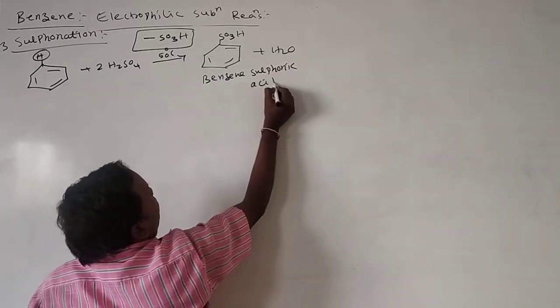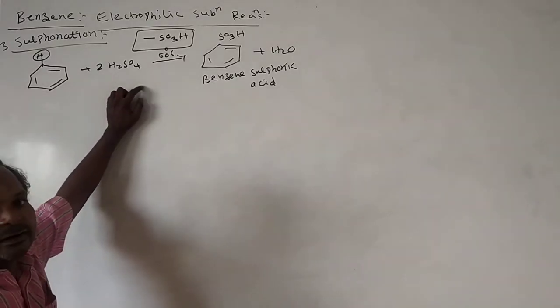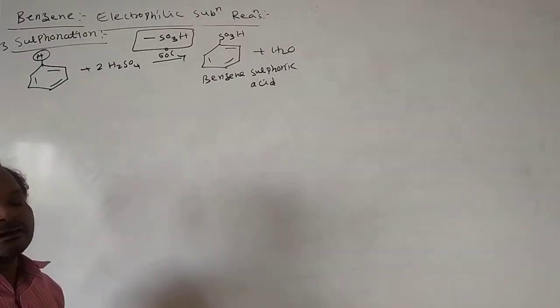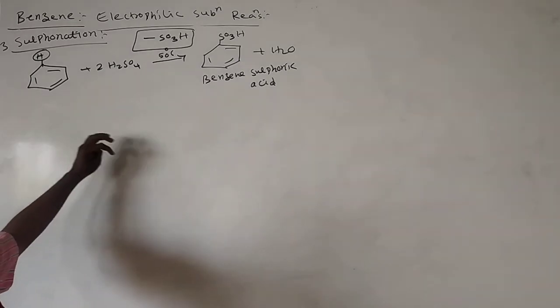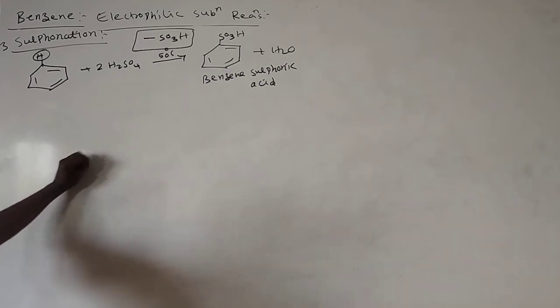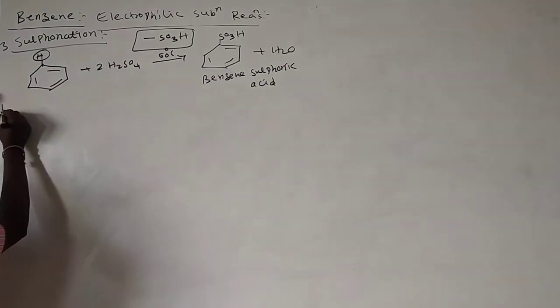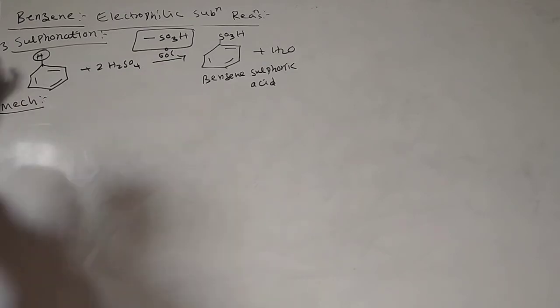Benzene sulfonic acid. What is the reaction here? Benzene reacts with 2 moles of sulfuric acid and forms benzene sulfonic acid at 50 degrees centigrade. This reaction we call sulfonation. See the mechanism for this reaction. It involves 3 steps as usual.